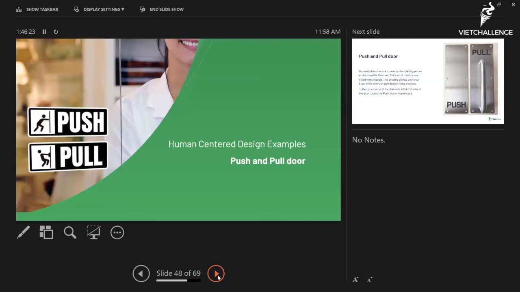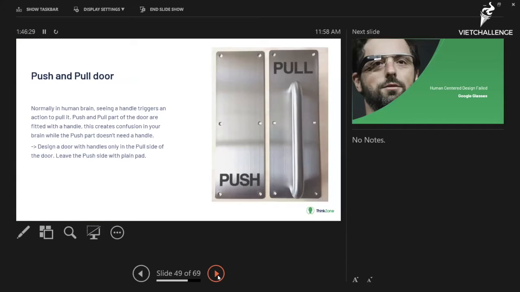Another silly example is that push and pull door, right? When you see a handle, our mind associates the handle with pulling. You want to pull automatically. When you don't see any handle, you have the automatic association that you just have to push. And many times there's a stupid mistake, maybe you found it yourself, that when I see this, I want to pull, but actually you have to push.